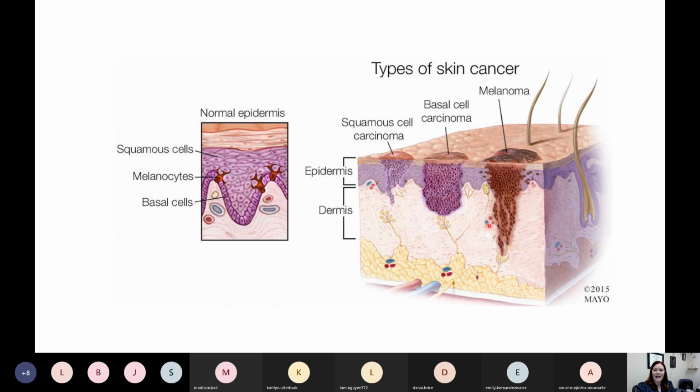Which of these 3 kinds of skin cancer, so we'll call it number 1 for squamous, number 2 for basal cell, and number 3 for melanoma, which of these 3 kinds was the most common? 1, 2, or 3? Do you remember what the most common skin cancer is?